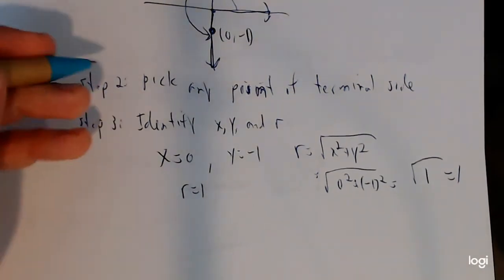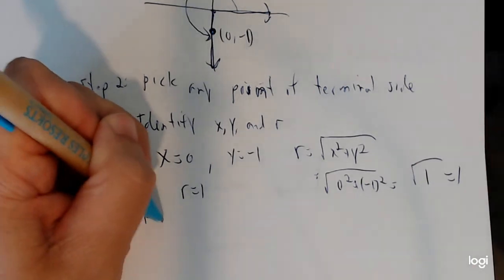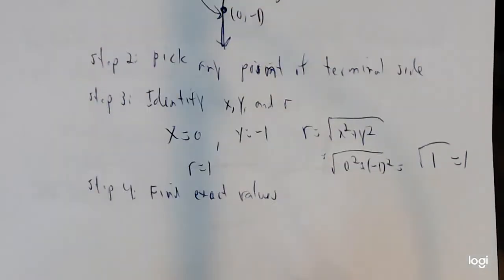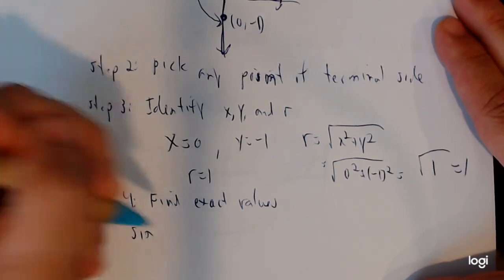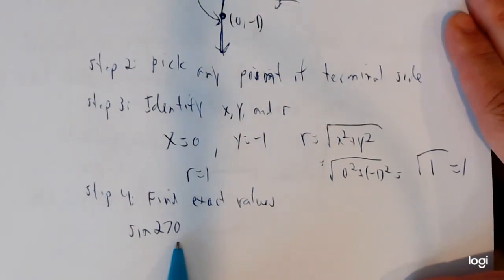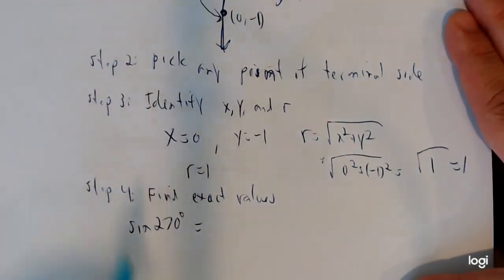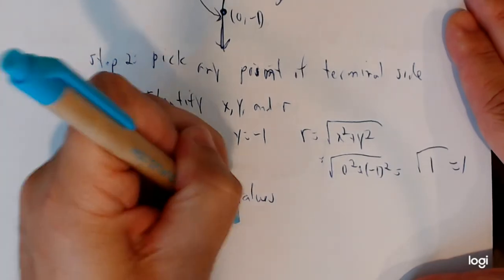Once we have x, y, and r, then step 4 is find the exact values. To find the exact values, we just need to use the definitions. So sine of 270. I'm not going to put theta anymore because I know what the angle is. In the previous examples, I would put sine of theta because I didn't know what the angle was. But now that we know what the angle is, we have to put it. So sine of 270 is what? y over r. So -1 over 1, which is -1.